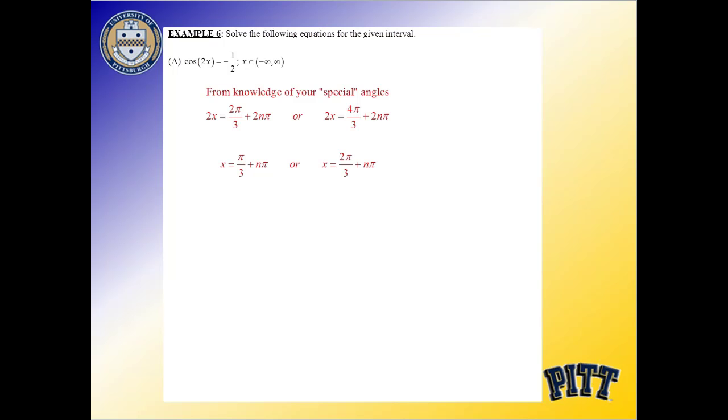Because here I have 2 different categories that are going to produce, each in and of themselves, an infinite number of solutions. Now, most of the time, they're not going to say solve it for all real numbers. They're going to give you a defined, restricted range value for your x's.